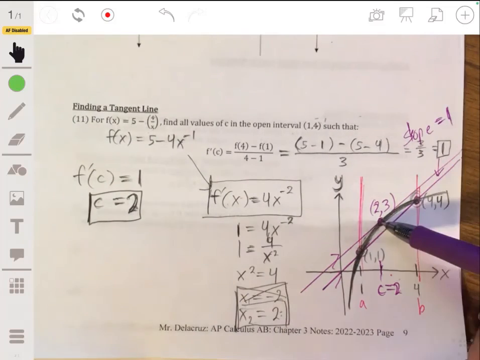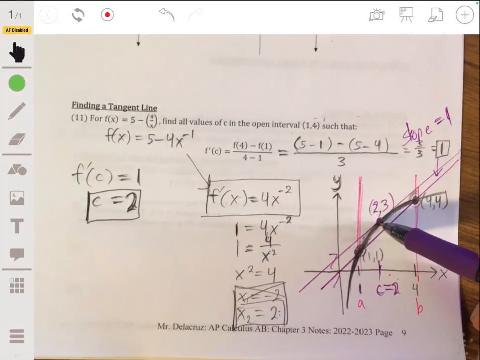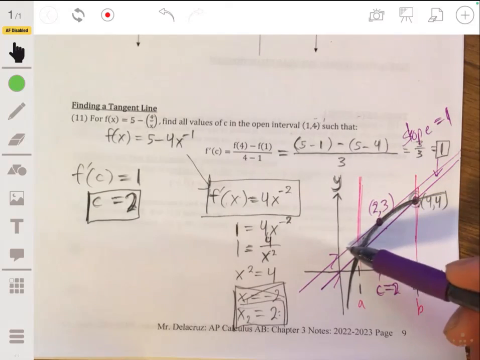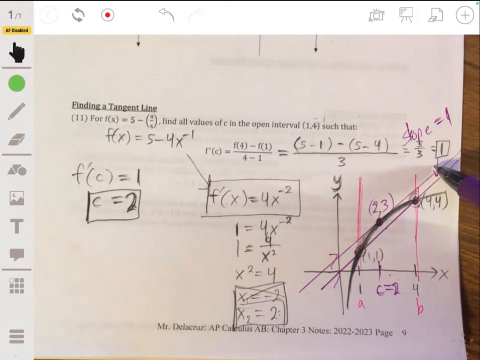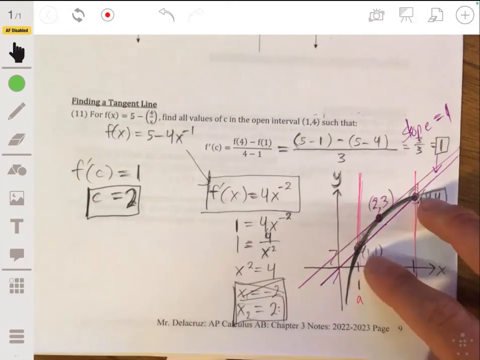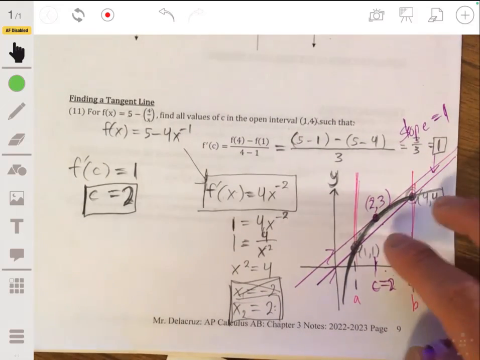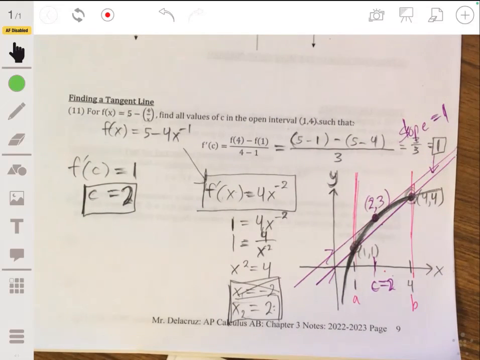So that's what we found. We found the point on this curve where you would get a tangent line with a slope of 1, which is the same slope that the line going through the endpoints (a, f of a) and (b, f of b) would have. And so there you go.